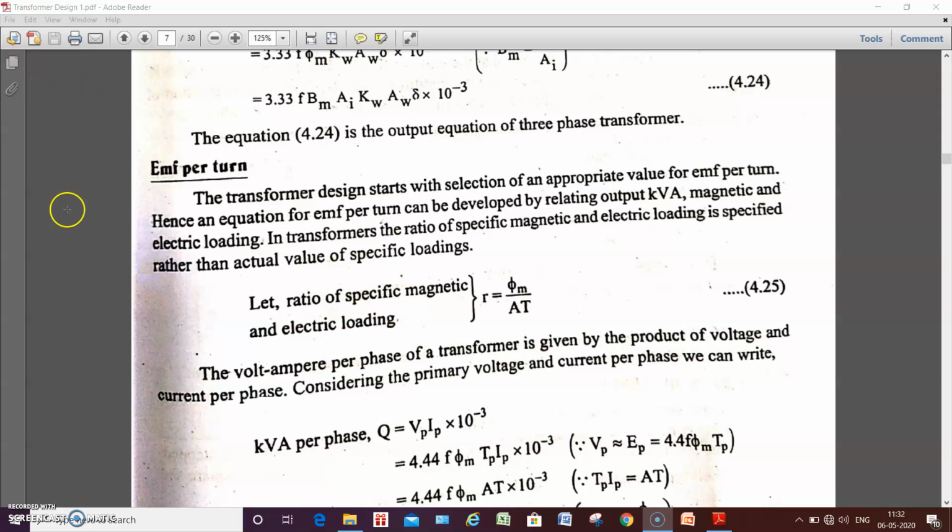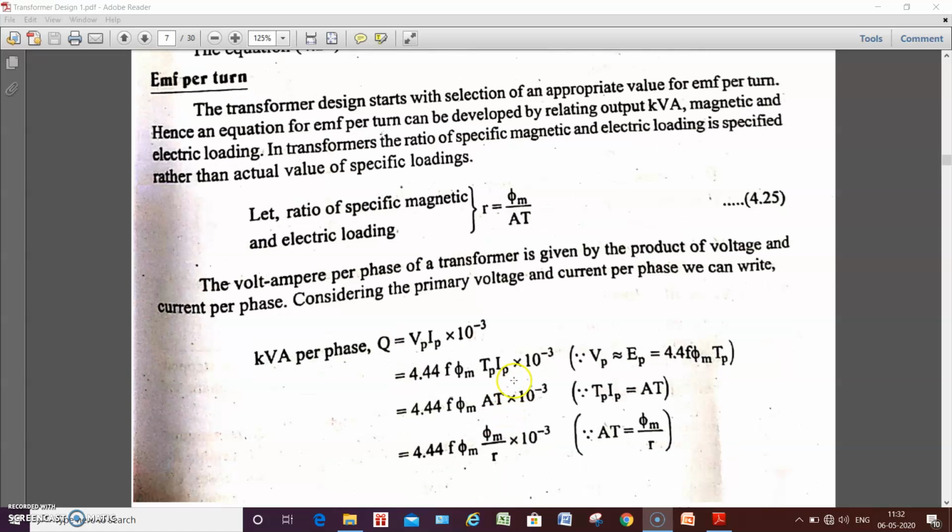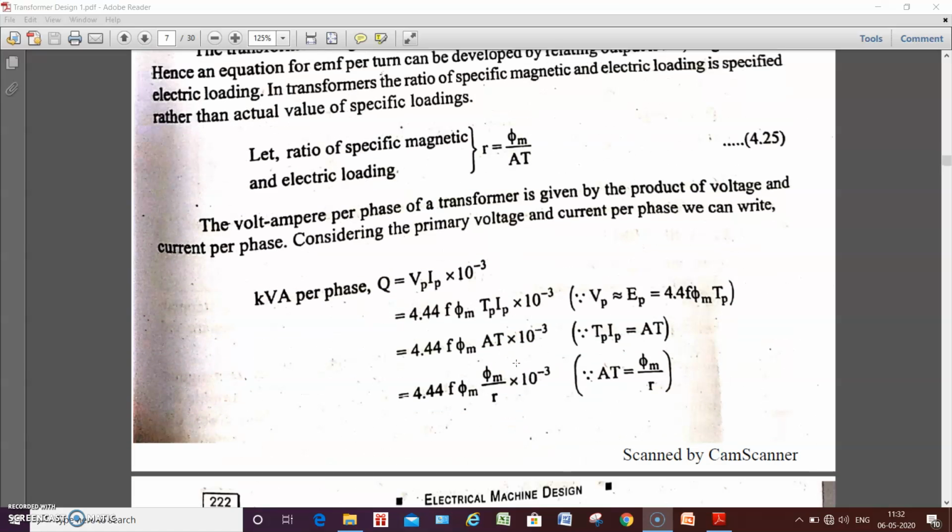Next topic we are going to discuss is the EMF per turn. You already know all these equations.